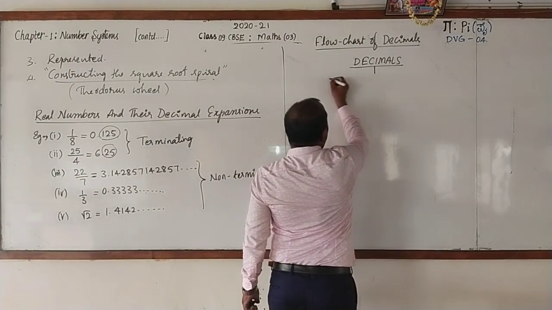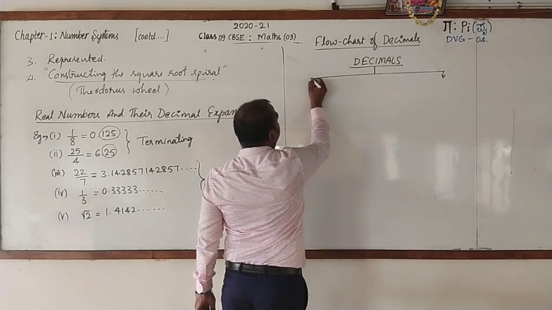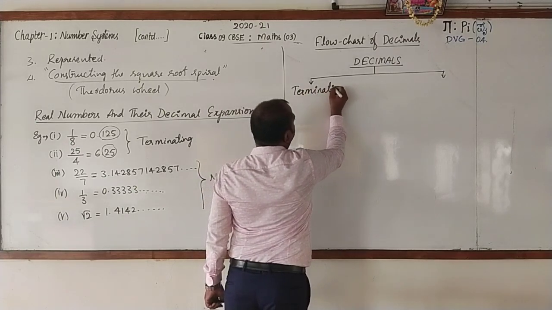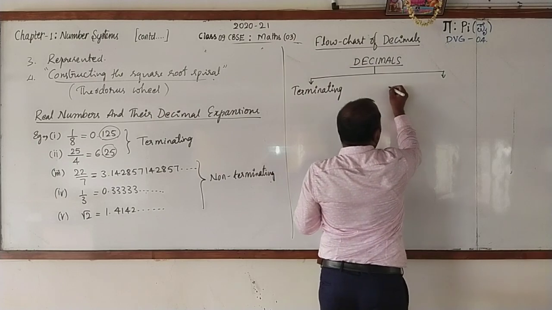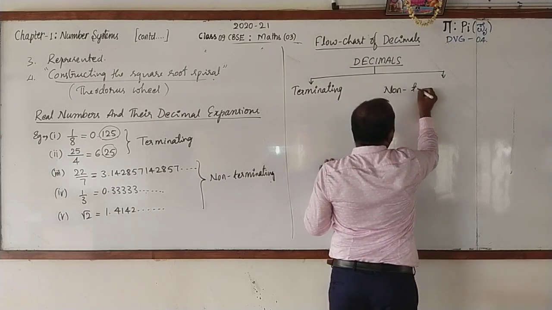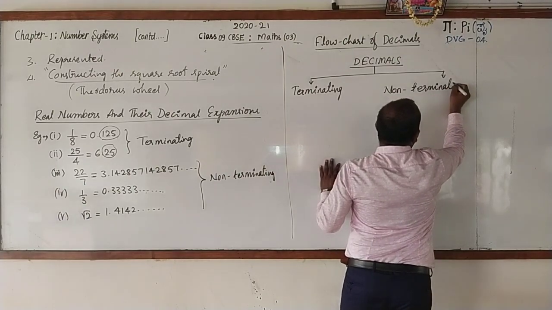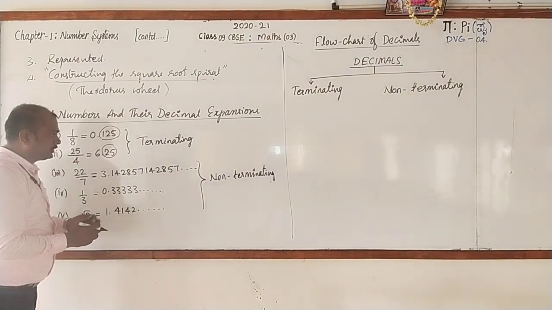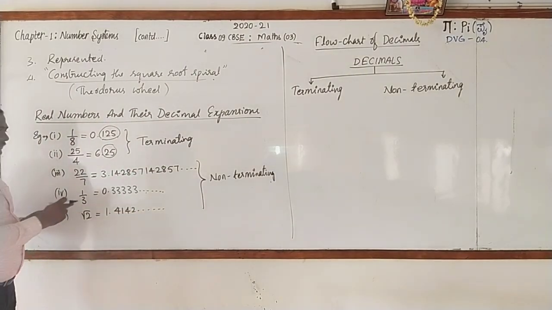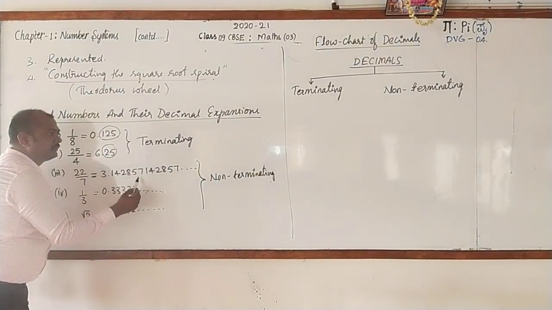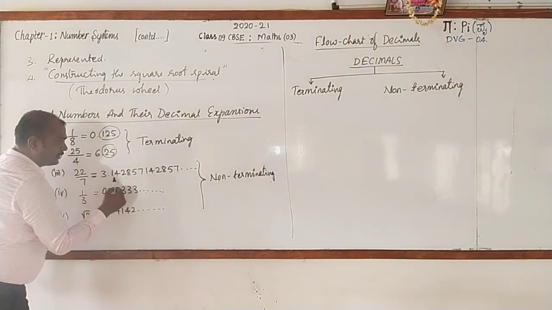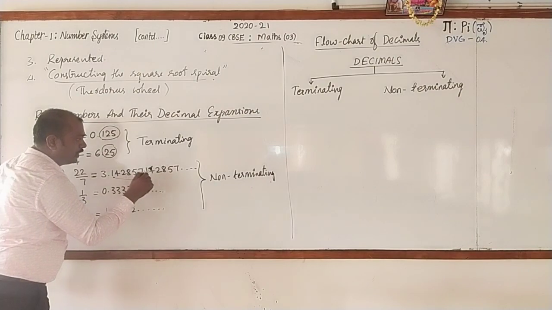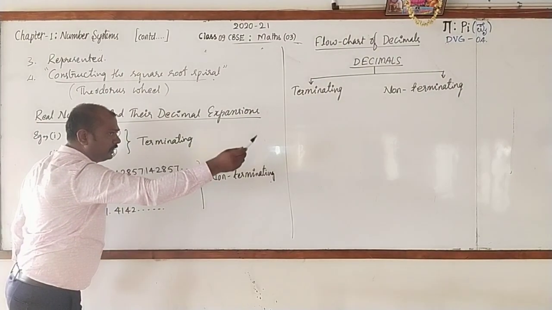Here I will divide this into two parts. You can also write with me. It is terminating decimal expansion, and this is non-terminating decimal expansion. Another thing you can notice is that in non-terminating, some part of the decimal expansion is being repeated. You can notice that here: 142857, 142857, again next 142857.